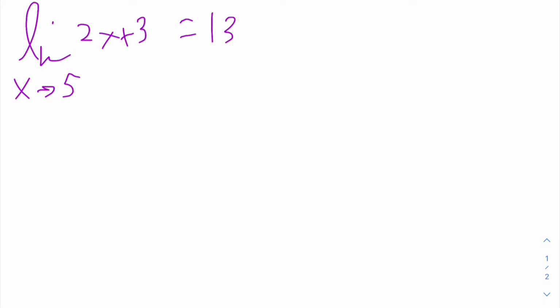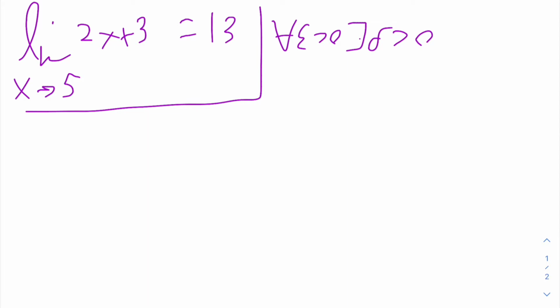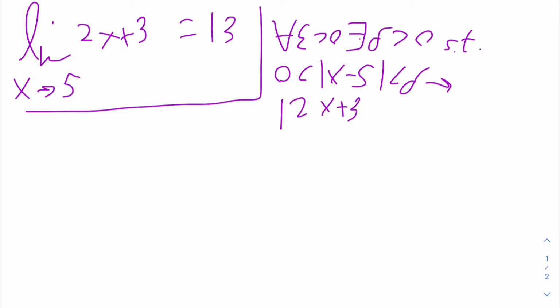So first let's just state the definition of this specific limit. For all epsilon greater than 0, there exists a delta greater than 0 such that this implication holds. So what is this implication? It's that the distance between x and 5 is less than delta but greater than 0 implies that the distance between 2x plus 3 and 13 is less than epsilon. So we want to prove this in order to show that the limit exists.